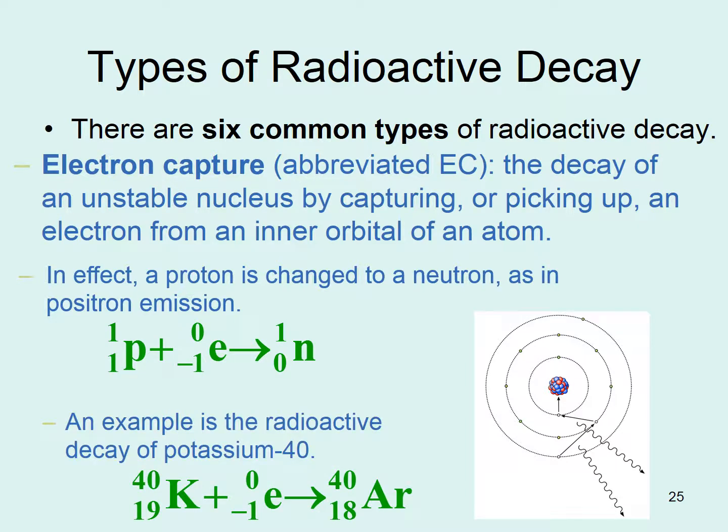An example of this: because an electron is being added to the nucleus, it's on the left-hand side of the equation. Potassium-40 will decay by electron capture. It grabs an electron, so an electron is now a reactant. You can see that 19 minus 1 gives you 18, 40 plus 0 gives you 40, and so the new product is argon-40.